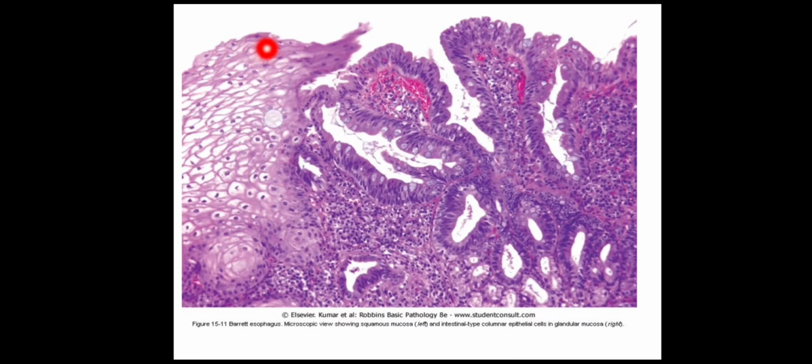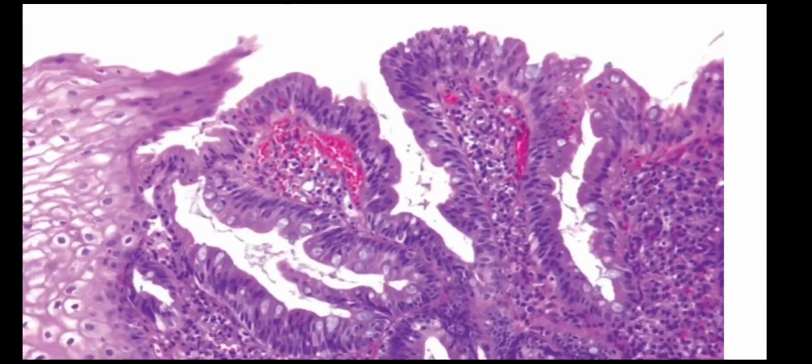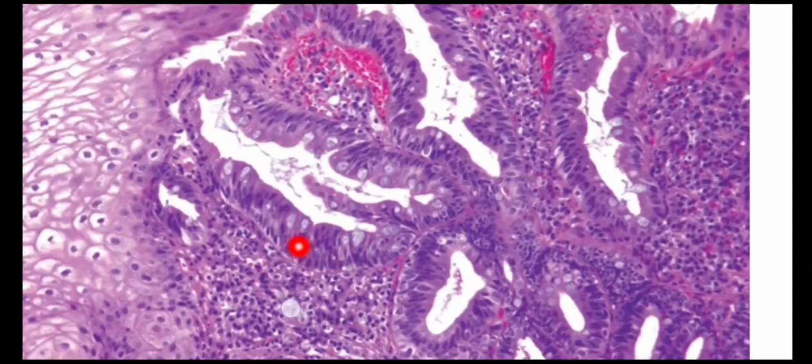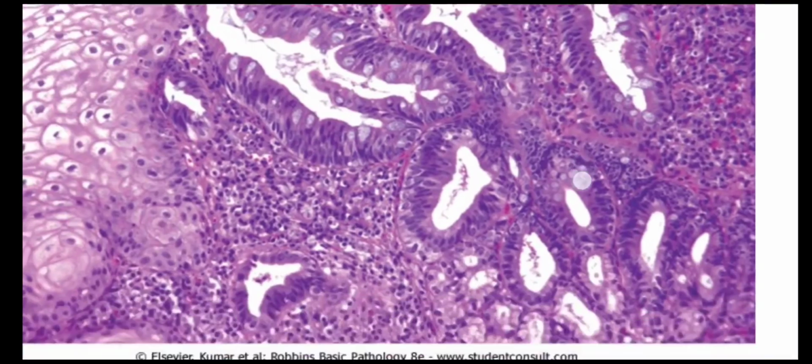So this is the squamous epithelium, which is not keratinized, of the esophagus mucosa. Now this might be a junction of the gastric and the esophageal mucosa, which is now being replaced by goblet cells and intestinal cells. Basically, intestinal epithelium with columnar cells as well as the goblet cells. So that gives it an intestinal type of columnar epithelium.